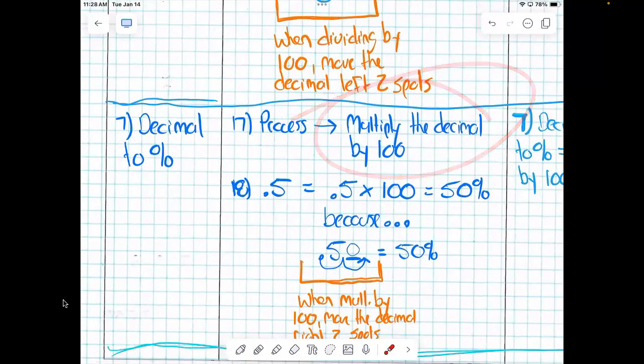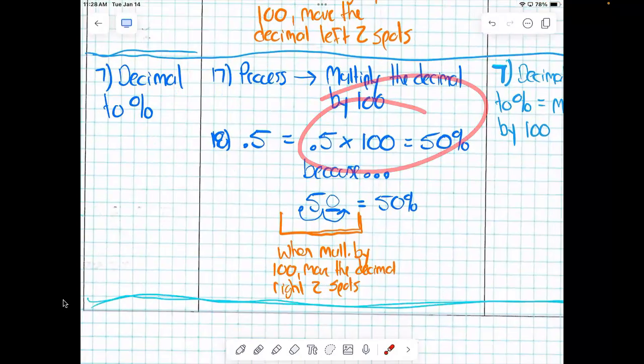Decimal to percent, go. What's the process? Multiply the decimal by 100. So we could multiply by 100, which is the same as doing what? Bunny hop. And when you multiply, you bunny hop to the... Right. We good?